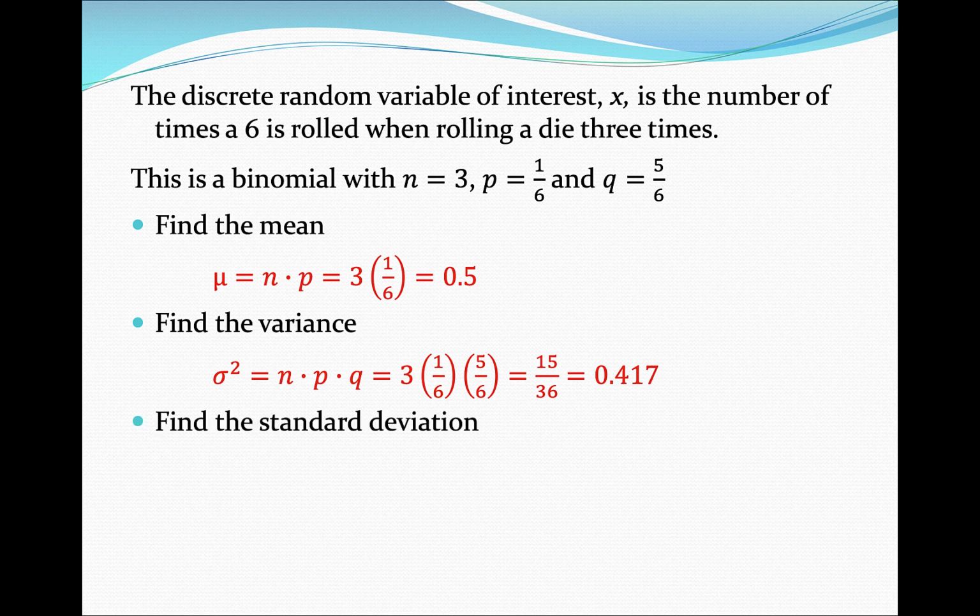Standard deviation, of course, is just the square root of that variance. So the standard deviation here is 0.645. And that is, again, the same as the value that we had before.